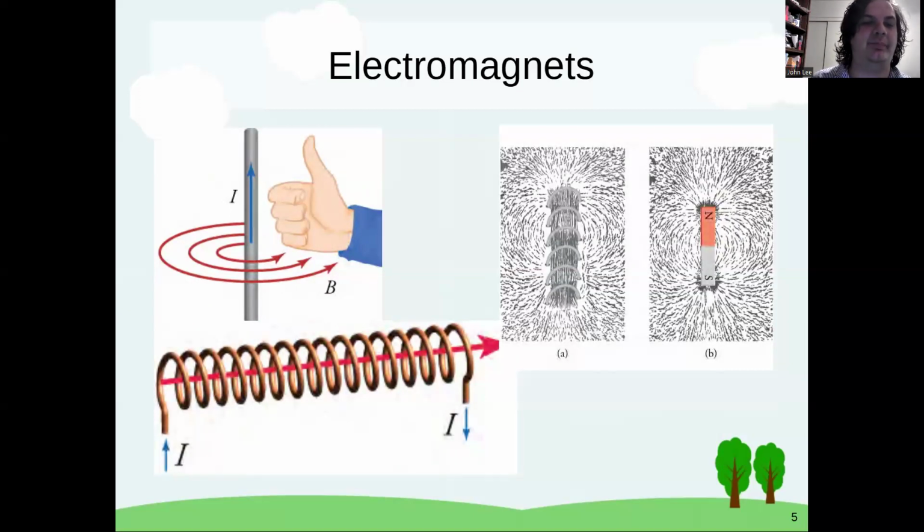So if you pass a current through a bunch of curls, like a slinky, a spring-like shape called a solenoid, then that's going to create a constant magnetic field pointing straight along the center of the solenoid. So what you see in the right-hand graph is that a solenoid will create a very similar magnetic field to just a bar magnet.